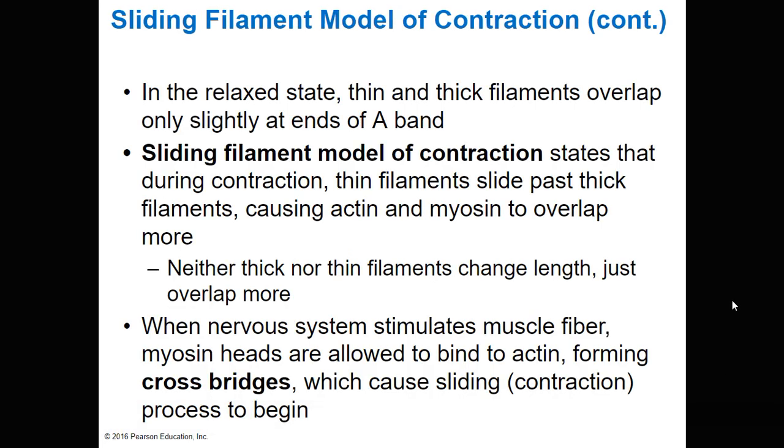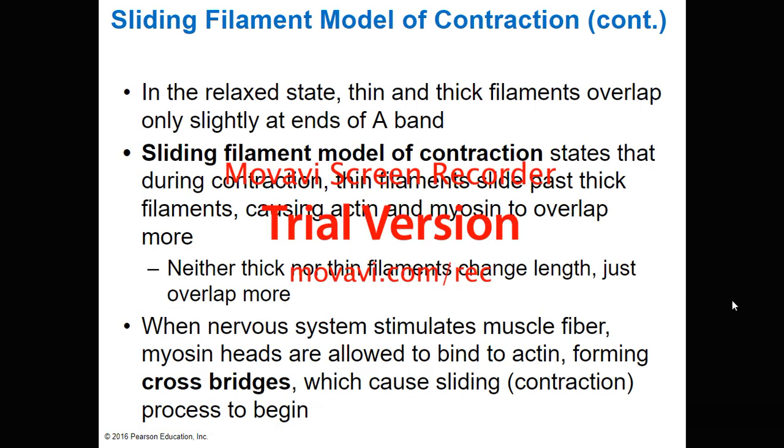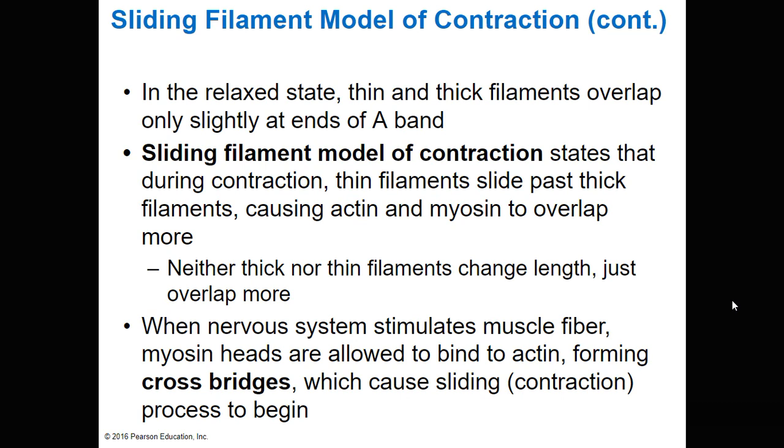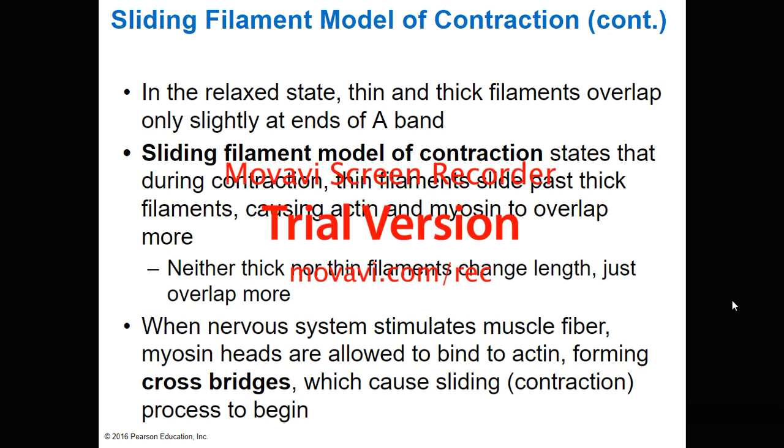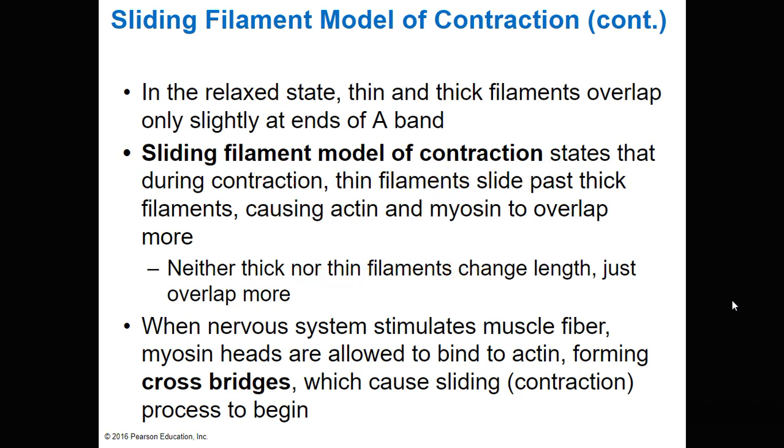All right. So the sliding filament model of contraction: in the relaxed state, the thick and thin filaments overlap only slightly at the ends of the A band. And remember, in the A band, the H zone has only thick filaments. There are no thin filaments in the H zone. The sliding filament model of contraction states that during contraction, thin filaments slide past thick filaments, causing actin and myosin to overlap more. Neither thick nor thin filaments change length, they just overlap more.